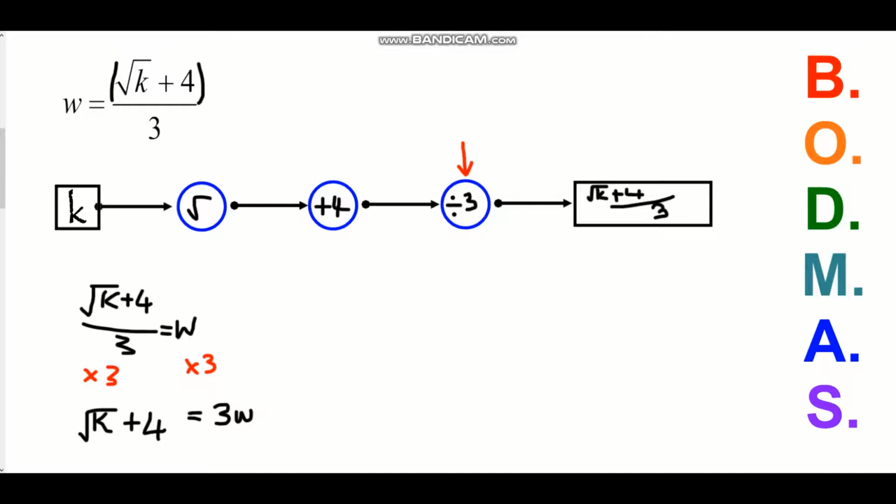The next thing I have to undo is the plus on 4. So I'm going to take away 4 from this side of the equation and take away 4 from this side of the equation. I'm left with just square root k is equal to 3w take away 4.